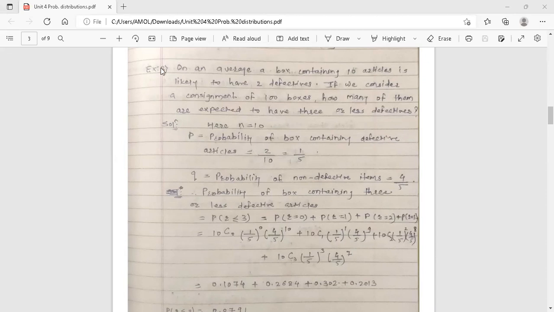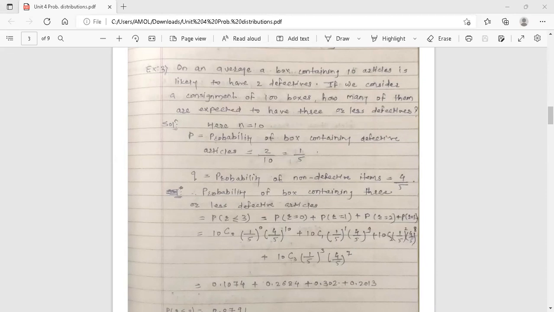So see the example. On an average, a box containing 10 articles is likely to have 2 defectives. If we consider a consignment of 100 boxes, how many of them are expected to have 3 or less defectives? What is the example here? On an average, a box containing 10 articles is likely to have 2 defectives. If we consider a consignment of 100 boxes, how many of them are expected to have 3 or less defectives?